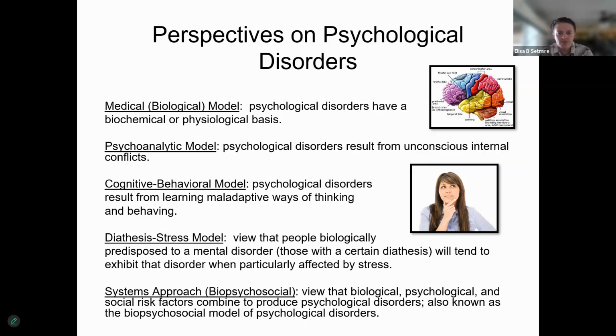So the medical model is a very, very common model, medical or biological model. According to this perspective, disorders have a physical basis to them. So maybe they're caused by neurotransmitters or hormones being out of balance. Maybe they're caused by genetics. Maybe it's a brain structure abnormality. It's something medical or biological.